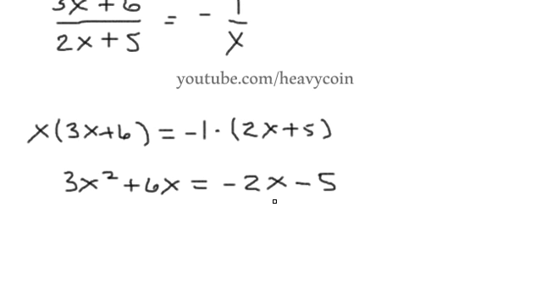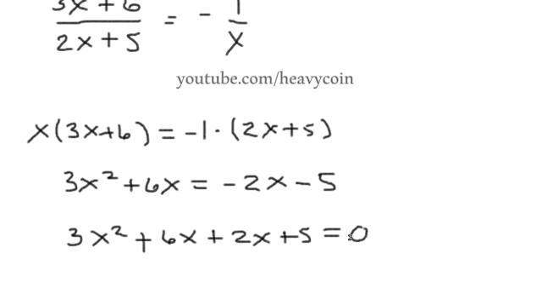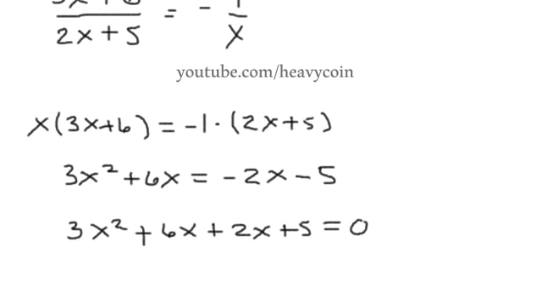And now I'm going to go ahead and take this stuff over to the other side of the equal sign, so we have 3x squared plus 6x plus 2x. Remember, we take it over, the sign changes, right? And that becomes a plus 5. And that is all equal to 0.